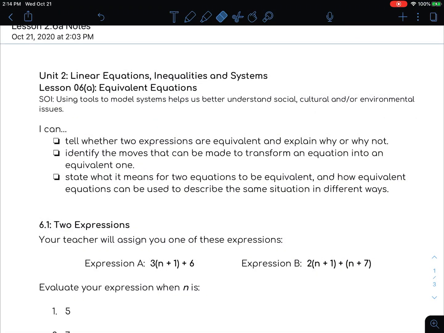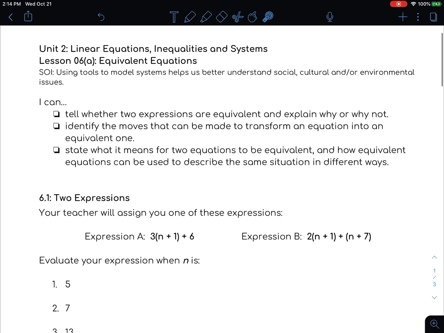All right, so today we're going to talk about something called equivalent equations. We're going to look at expressions and see if they're equivalent and understand what that means, explain why or why not. We're going to identify different ways that we can move or transform an equation into an equivalent one and state what it means for two equations to be equivalent.